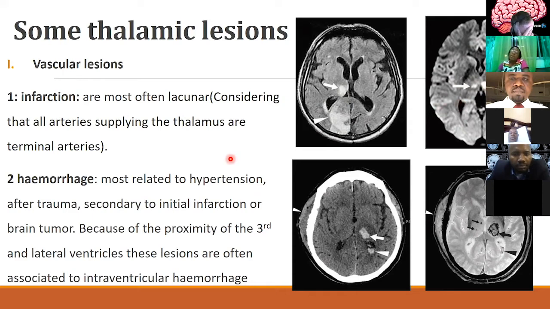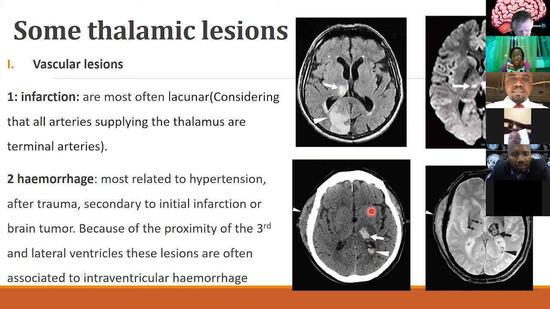Secondly, the thalamus can be subjected to hemorrhages. These hemorrhages are mostly due to hypertension. They can also be caused by trauma, secondary to initial infarction, or brain tumor. And because of its proximity to the third and the lateral ventricles, these lesions are often associated with intraventricular hemorrhage.